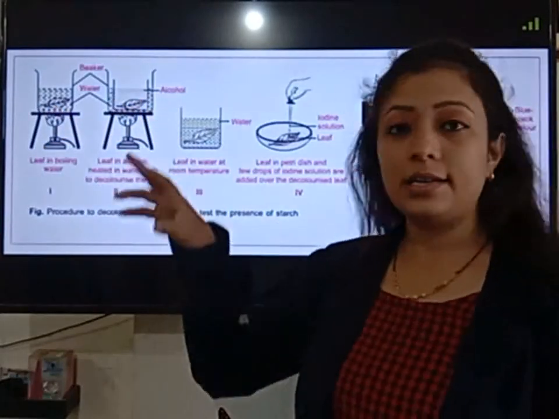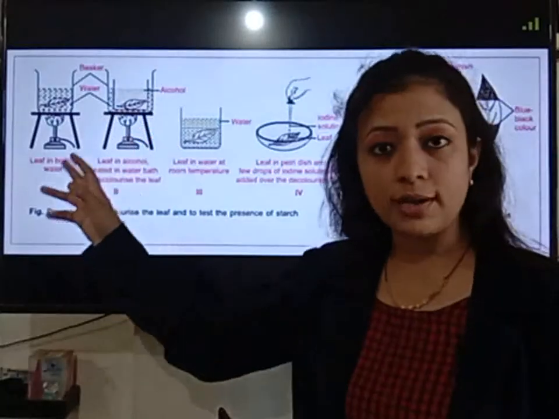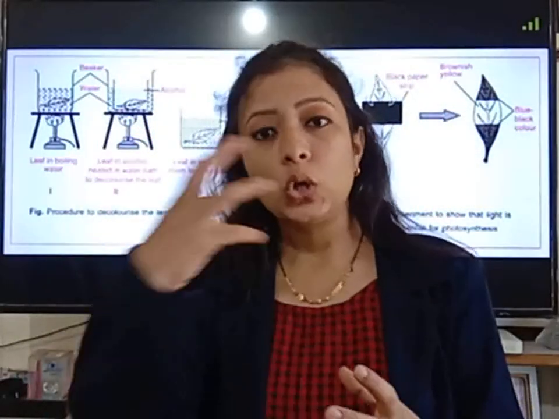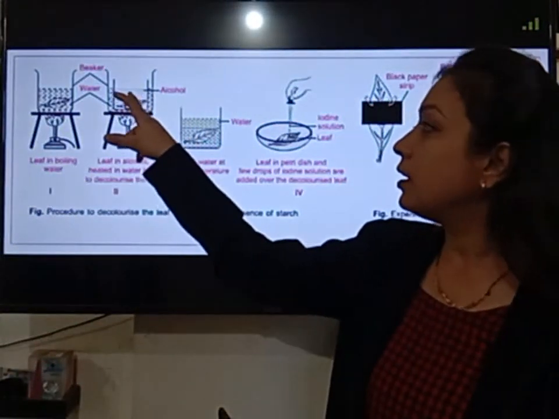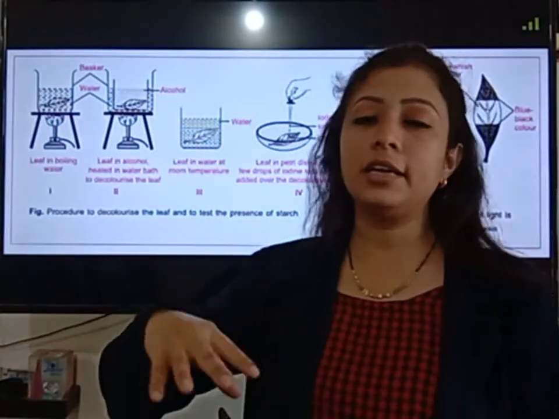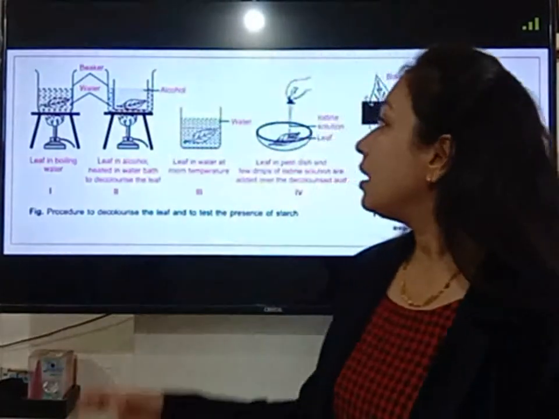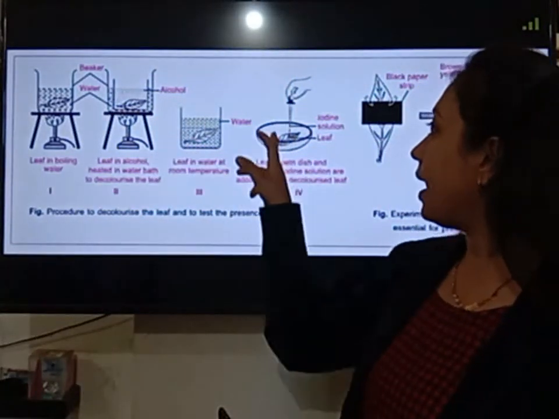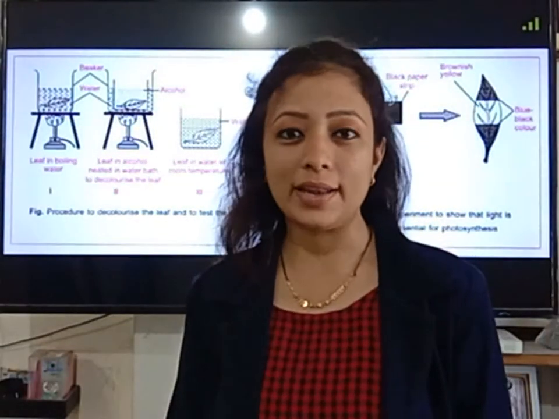Then you have to boil that leaf again in the alcohol containing water bath. That will remove the chlorophyll from the leaf, and hence the alcohol changes into green color and the leaf changes into creamish white. It means a decolorized leaf. Now again we'll do the same experiment. We will add iodine solution on that alcohol boiled variegated leaf.